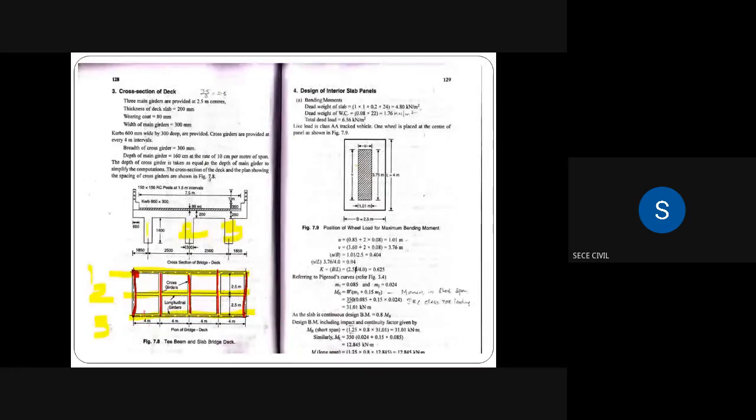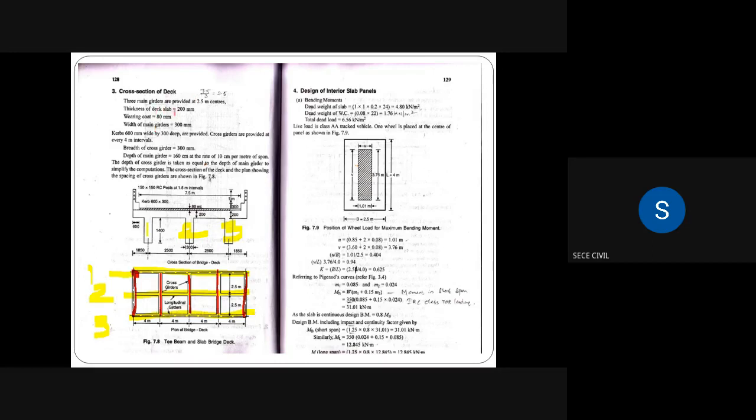For the cross girders, 16 divided by 4, and one more at the starting, so we are providing one girder there too. Totally 5 cross girders. So 3 main girders and 5 cross girders.